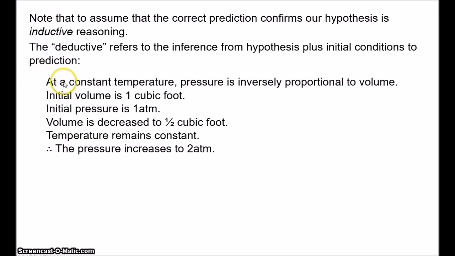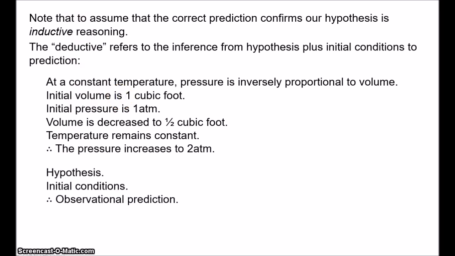We have Boyle's law, our hypothesis that at a constant temperature pressure is inversely proportional to volume, and then we have a number of initial conditions which describe the state of the gas to begin with, and from these conditions plus the hypothesis, we deductively derive the prediction that the pressure will increase to 2 atmospheres. And that's a valid deduction. The conclusion follows deductively from the premises, right? Given the truth of these premises, the truth of the conclusion is guaranteed.